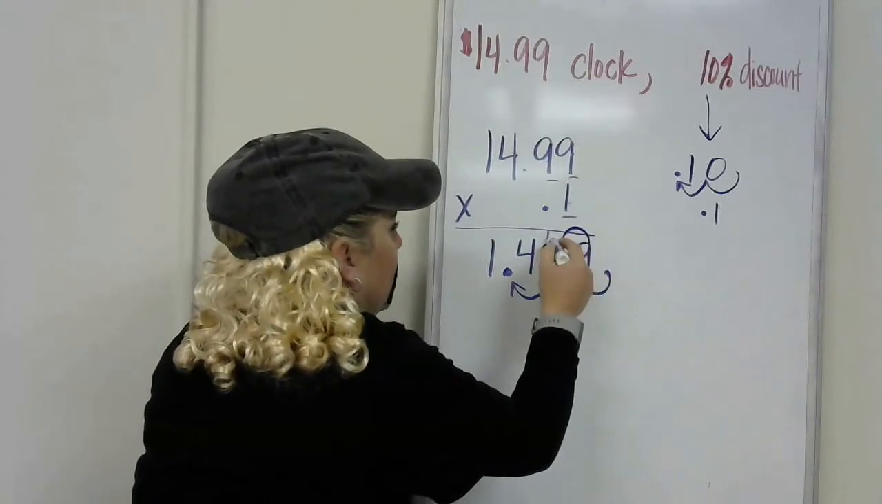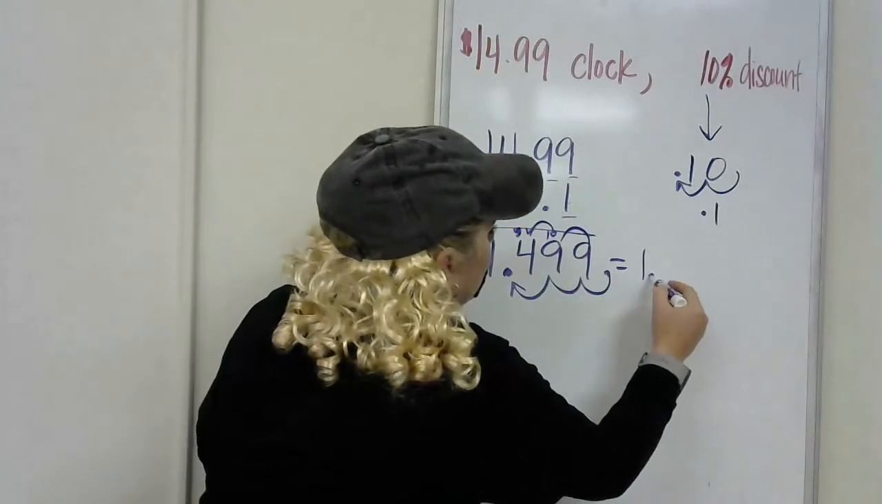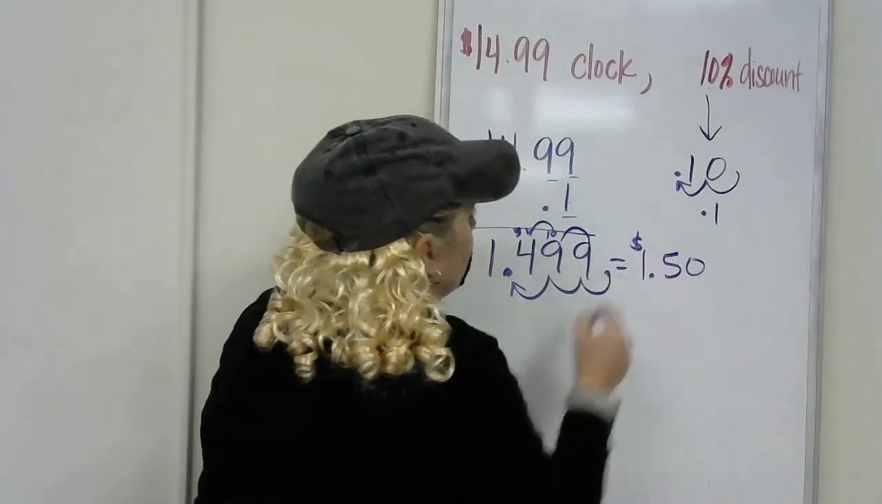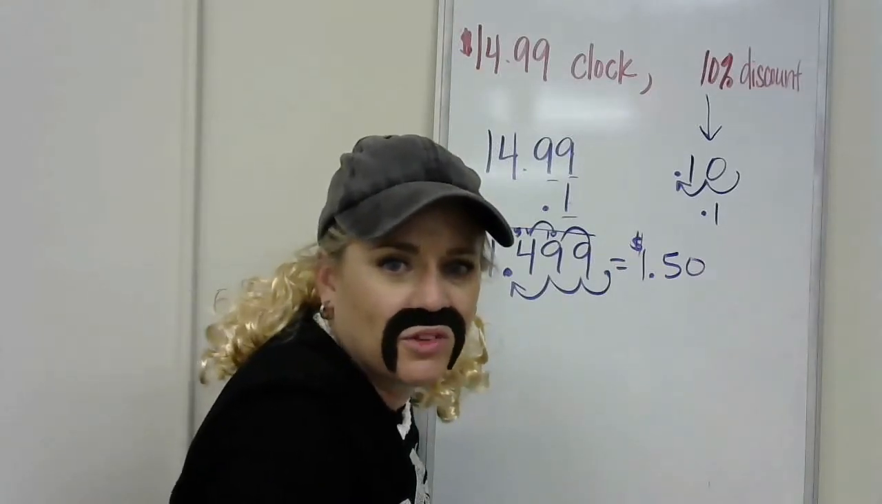This goes to a 10, so that means that goes to a 5. So this is really $1.50. Okay, we're getting $1.50 off this alarm clock. Hey, it's a pretty good deal. I might wake up on time now.